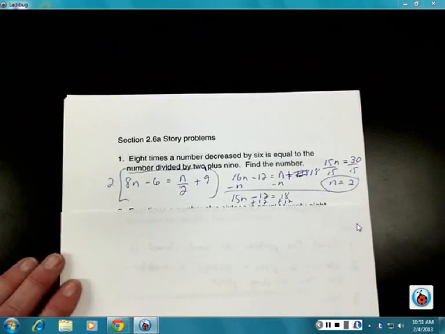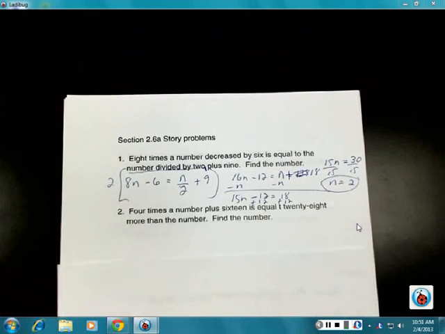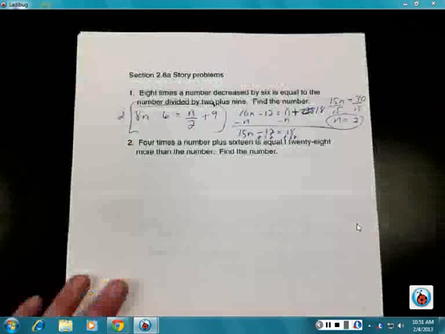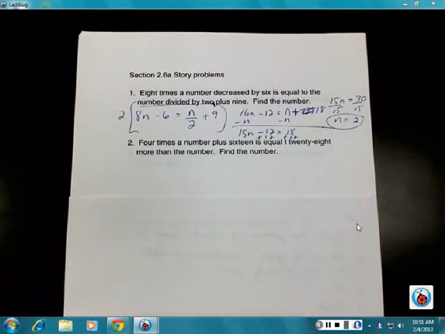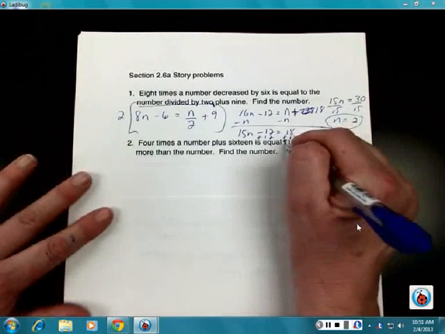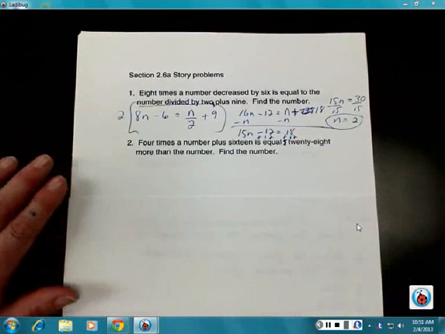I'm confused on the next one. Okay, let's look at the next one. When it says more than the number, I know that it's 28, but what does more than mean? Add, so plus, n. I got an extra T in there that I don't need. Okay, I'm good to go now.